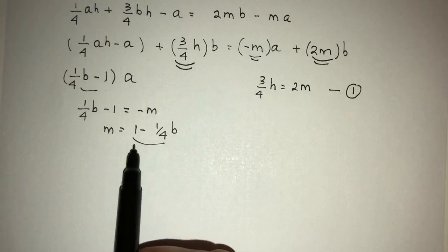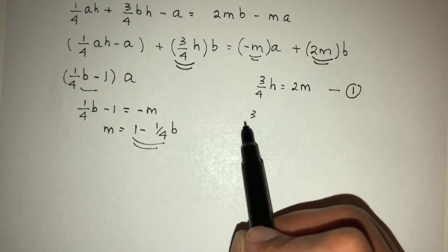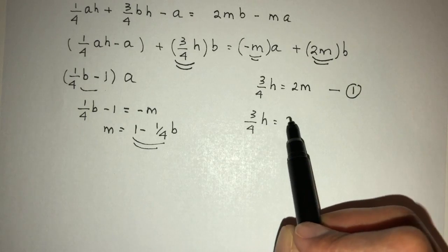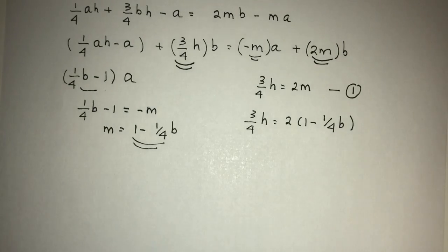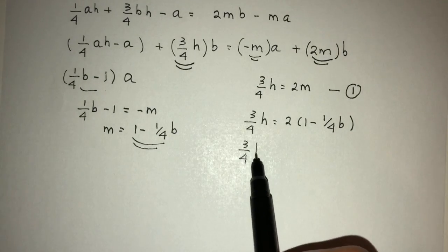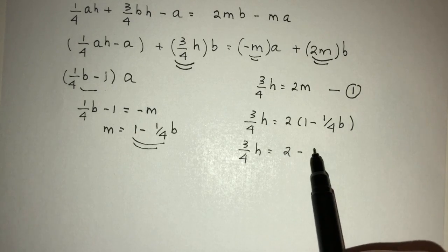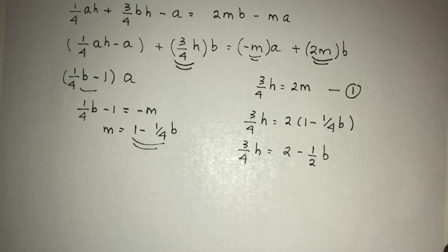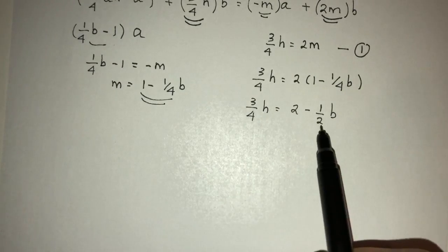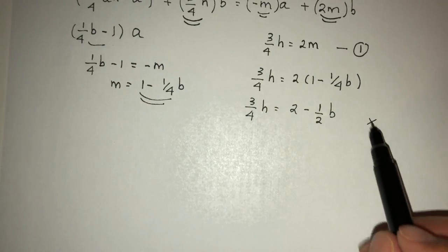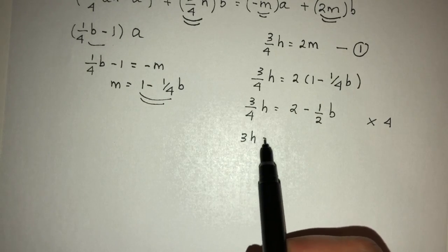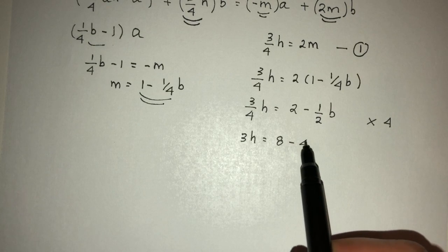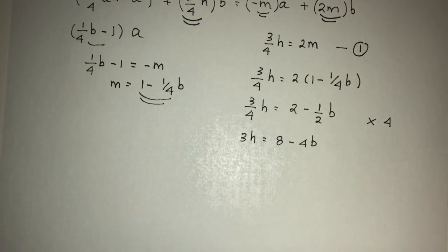So replace back in the main thing, you will have 3 over 4H is equal to 2M. M is 1 minus 1 over 4H. Now simplify. 3 over 4H is 2 minus 1 over 2H. Now we have the base of 4, base of 2. So let's multiply by 4, the bigger number, right? You will have 3H equal to 8 minus 4H.